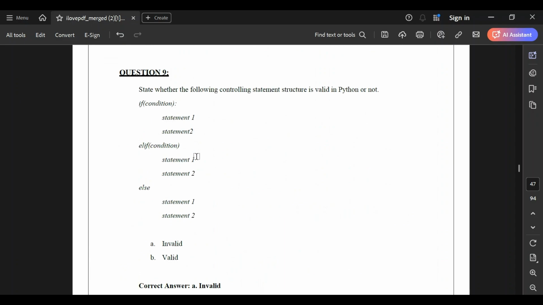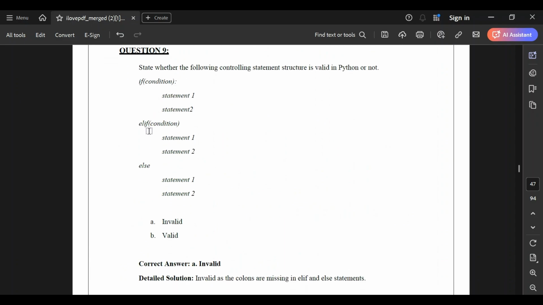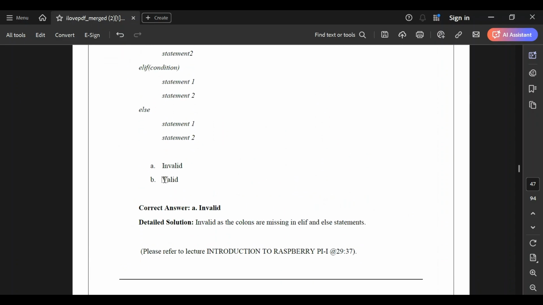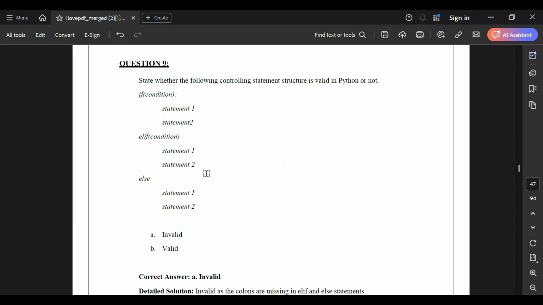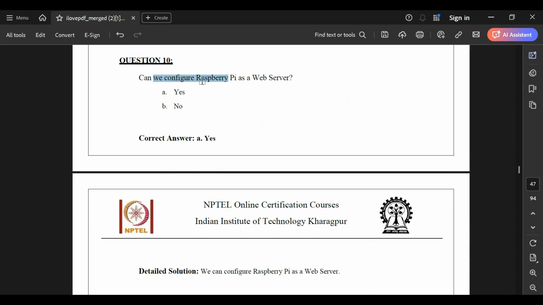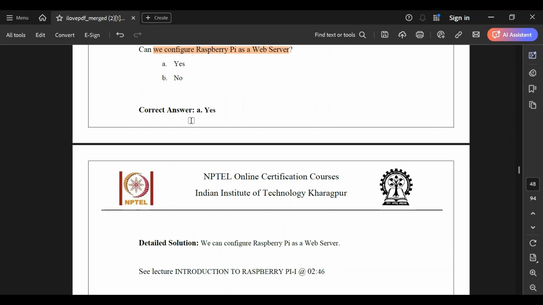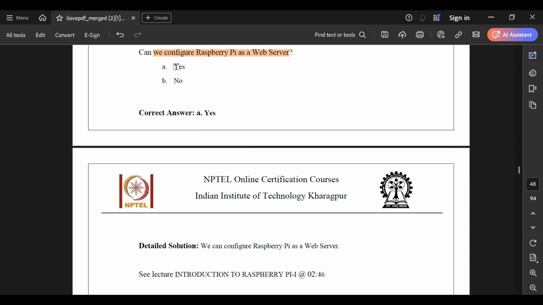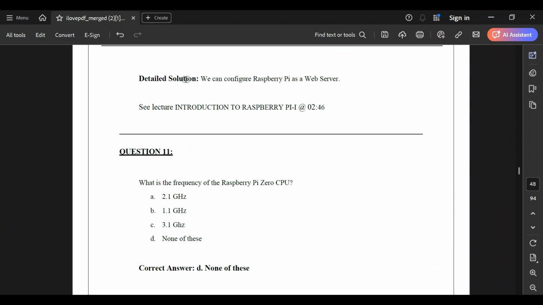And moving to this part of code, this is an if else, so it is invalid. The colons are missing, so the colon should be there. Here a colon is there, here the colon is not there, here the colon is not there, so this is invalid. Can we configure Raspberry Pi as a web server? Yes. This question is asked about Raspberry Pi, so you can have a look at it.